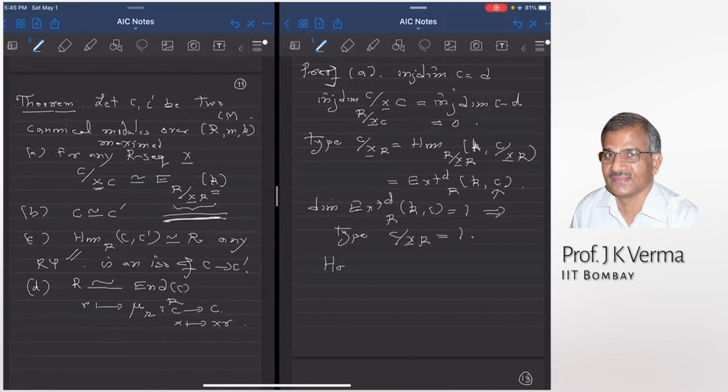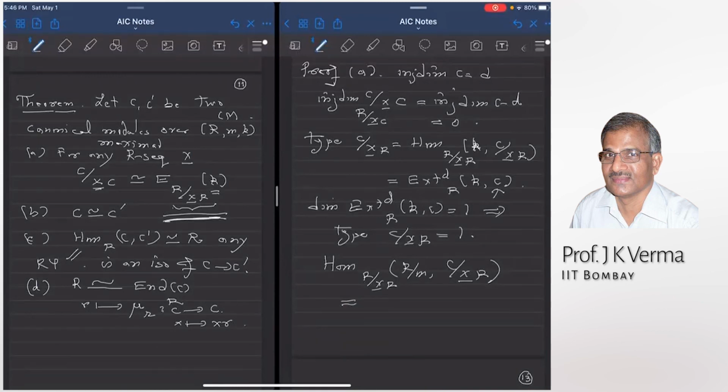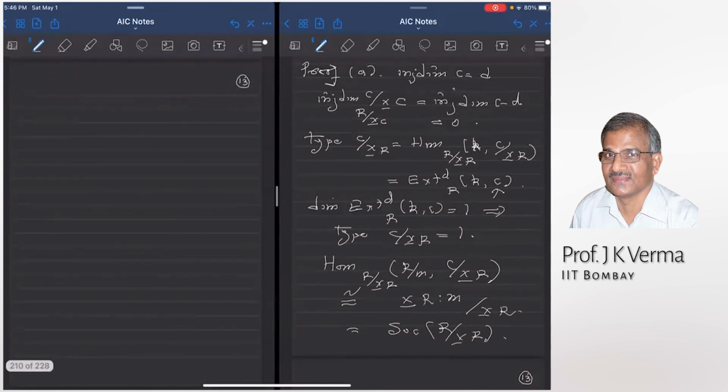Okay, but what is this Hom over R mod xR of R mod m into C mod xC? Do you recognize what is this module? This is equal to (xR colon m) over xR, which is the socle of R mod xR. So that says that the socle is one-dimensional. I mean C mod xC, sorry, what am I saying? If C was R, then this would be correct. So this is xC.